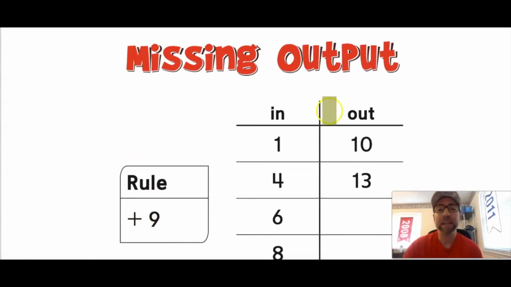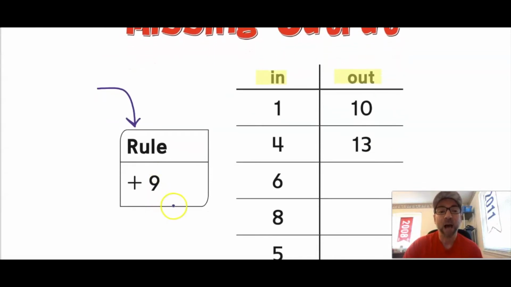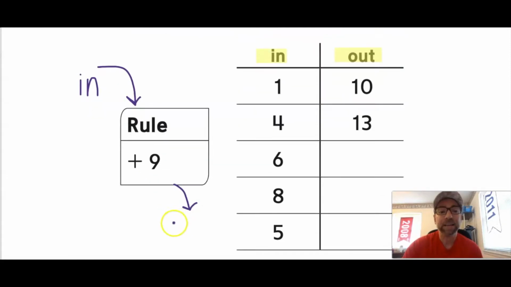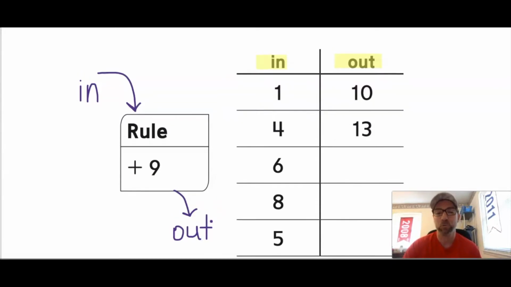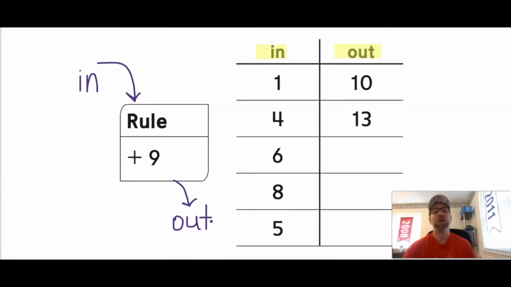But we also have an in column and we have an out column. So we have all of our in numbers and then the out number that goes with it. The in number goes into the rule box. It hits the rule and out pops a brand new number. So my in is what I start with and the out is my answer, or what I finish with after I use the rule. Let's see if we can solve some of these.